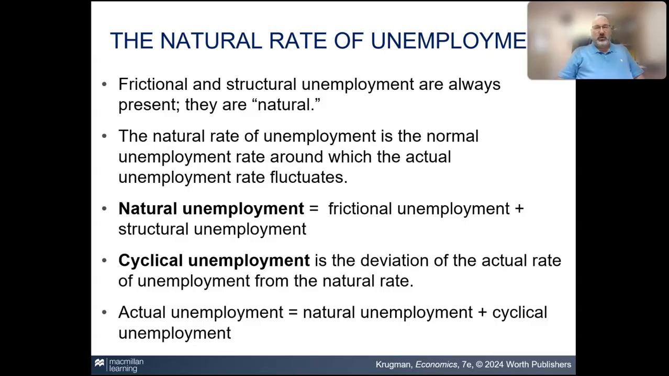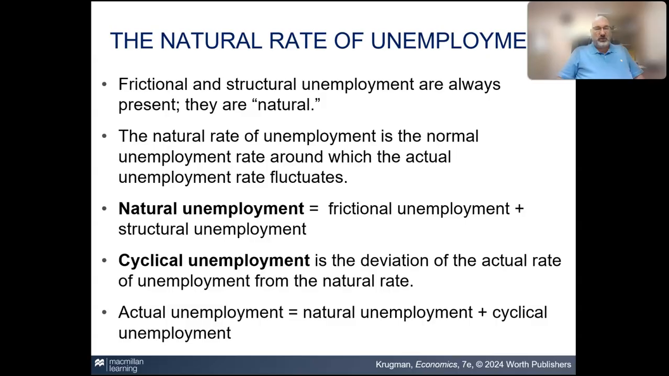What we are aiming for is what we call zero cyclical unemployment, and when we have that, we are fully employed. At full employment, we have the natural rate of unemployment, so full employment and the natural rate of unemployment are equal. It's weird, but it is true. The natural rate of unemployment is the normal unemployment rate around which everything else fluctuates, also called full employment. So it's just frictional plus structural unemployment and zero cyclical unemployment.